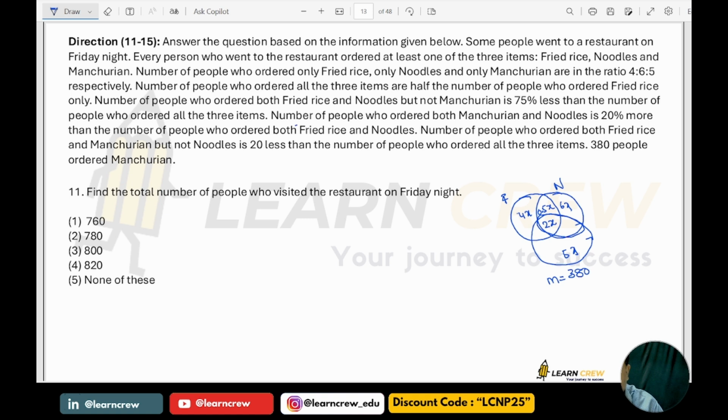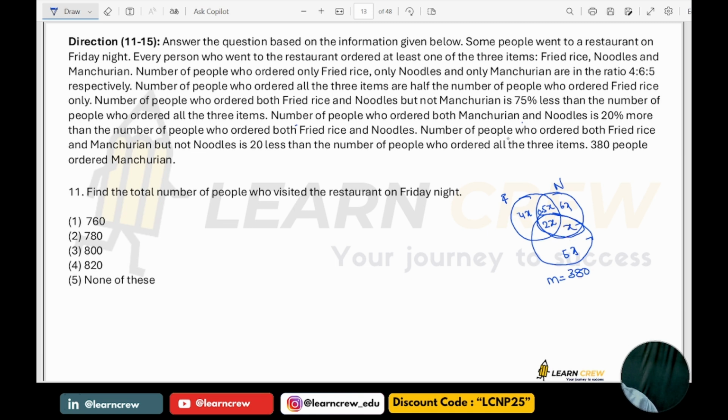Now please see here, the number of people who ordered both Manchurian and noodles is 20% more than the number of people who ordered both fried rice and noodles. Both fried rice and noodles, how many have ordered? 2.5x. And 20% more than that: 20% of 2.5 is 1/5, which is 0.5 more. So this total is 3x.